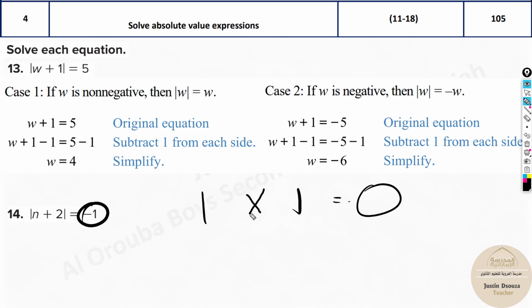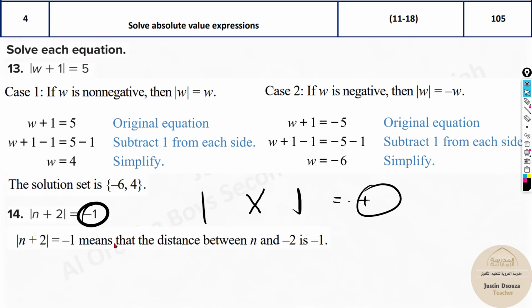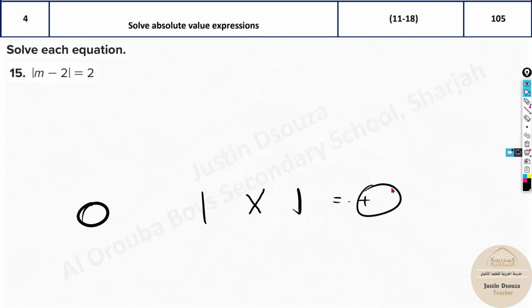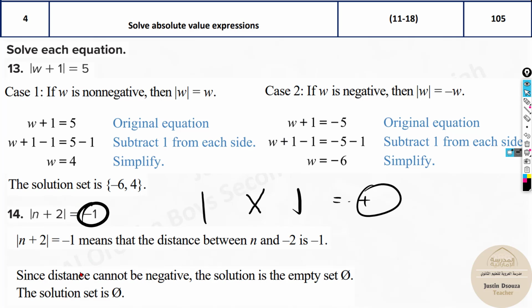There is no answer because there is no value which, when you solve the absolute value, will be positive. It's not at all positive. That's why this is wrong. There's no answer. The solution set is null. Just remember, if this negative is on the right side, just put this answer: the solution set is empty. It can be written as the empty set or the null set symbol.